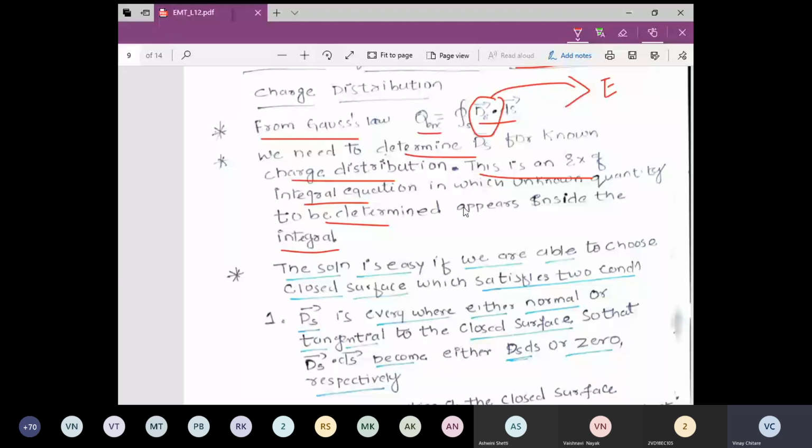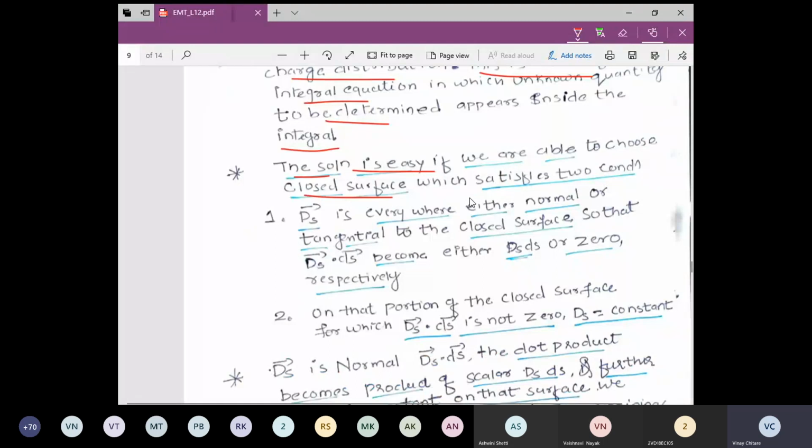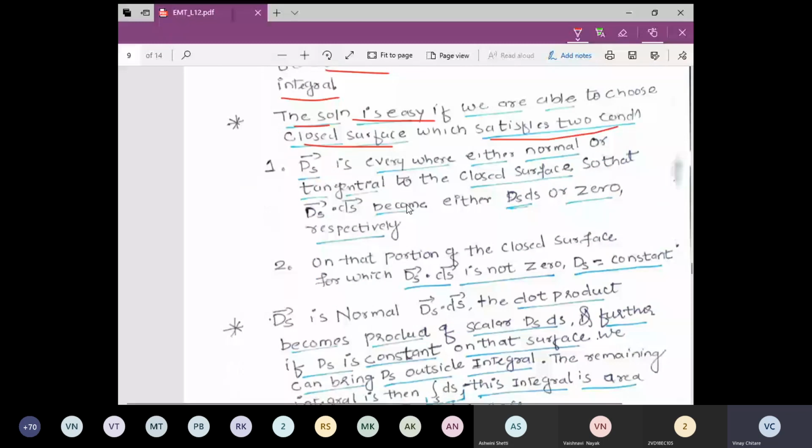This is an example of an integral equation in which the unknown quantity to be determined appears inside the integral. But the solution is very easy if we are able to choose a closed surface which satisfies two conditions. First, D is everywhere either normal or tangential to the closed surface, so that D dot dS becomes either a scalar product of D into dS, or 0, respectively.